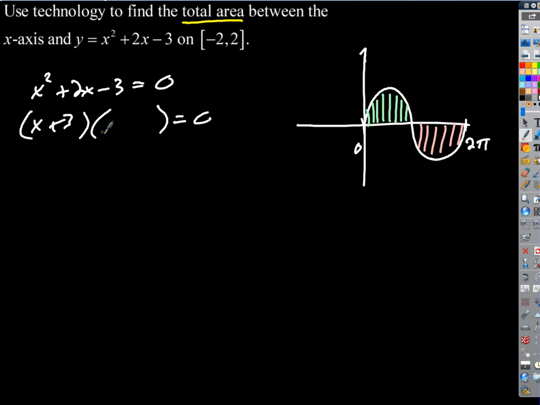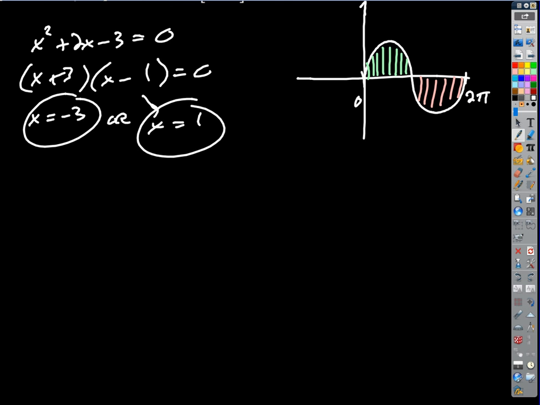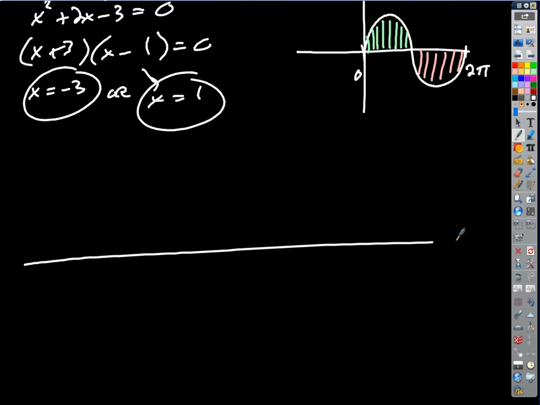(x + 3)(x - 1), so we get x equals -3 and x equals 1. Those are the zeros of the function. Now, if I were to graph this, we can make a little sketch of this pretty easily. Wouldn't we just disregard -3 because it's not in the interval? We would. So those are my zeros, right?